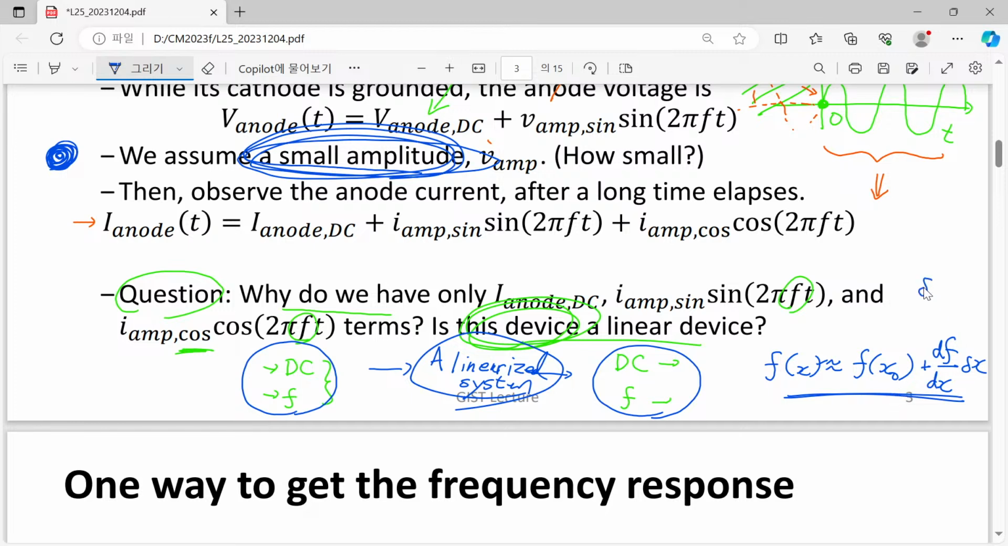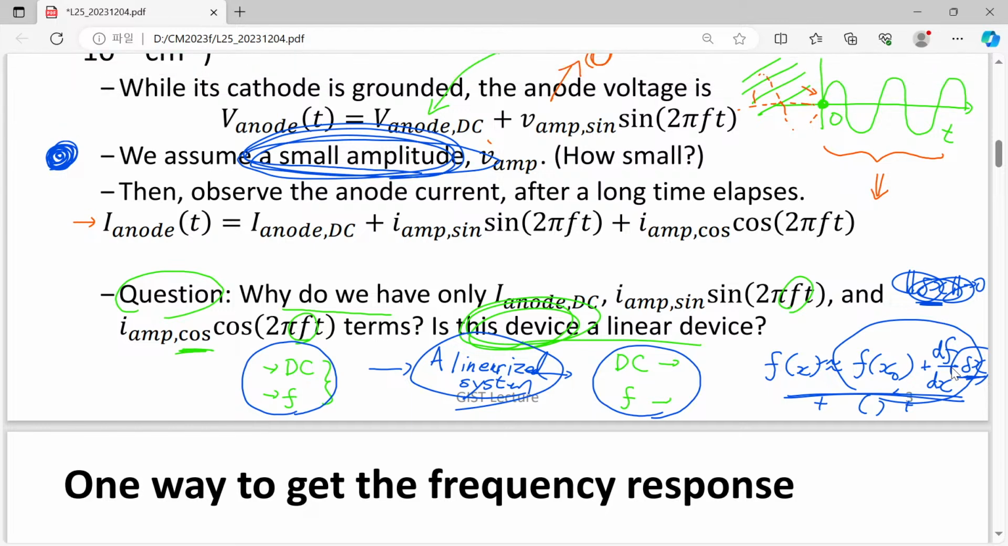So when you have delta x, the perturbation, which seems to be quite small, then your approximation can be valid. Of course, if you have quite a large delta x value in its magnitude, then it is no longer possible to approximate in this way. You have to consider second order, third order, higher order components. So it is true that as long as your small signal amplitude remains small, we can say that the system can be treated as a linearized system.